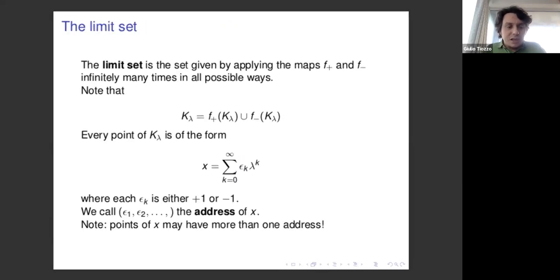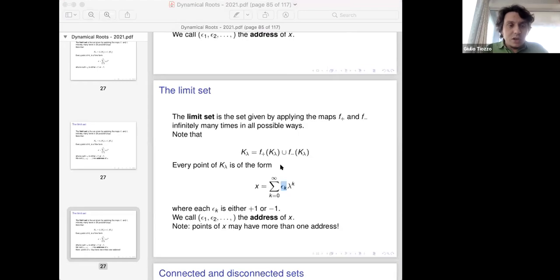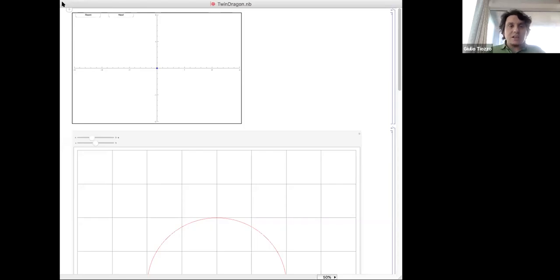So let me show you what kind of examples I'm looking at, again, using mathematical simulations. So, okay, let's start with this one.